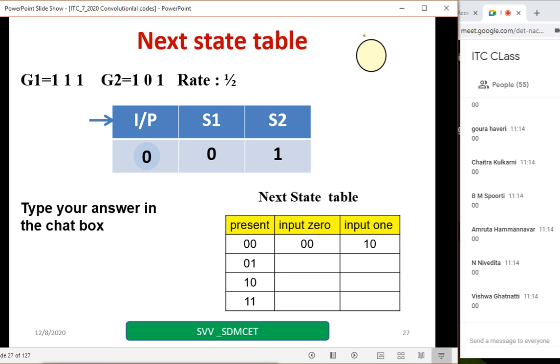Try to type answers so that I'll get an idea that you are understanding, because I cannot see your faces. Help me so that I can help you.